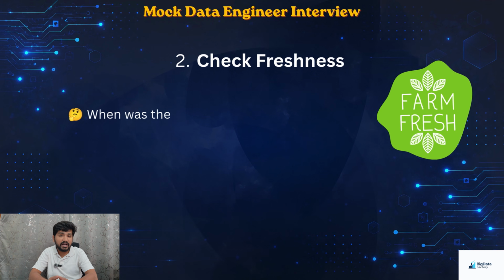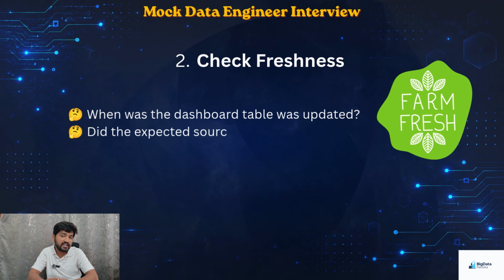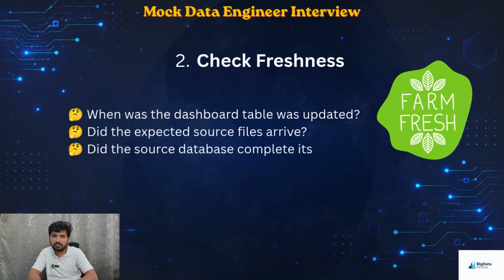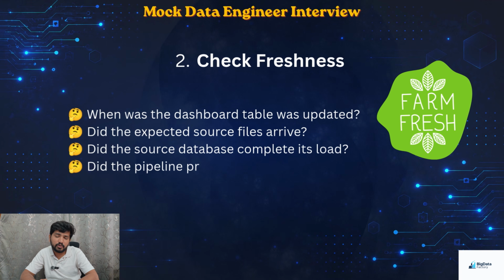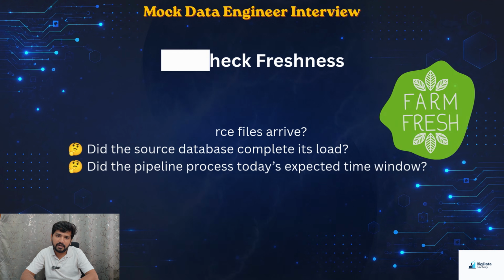And second, I would check freshness. When was the dashboard table last updated? Did the expected source file arrive? Did the source database complete its load? And did the pipeline process today's expected time window? A job can succeed while processing 0 rows or incomplete data.